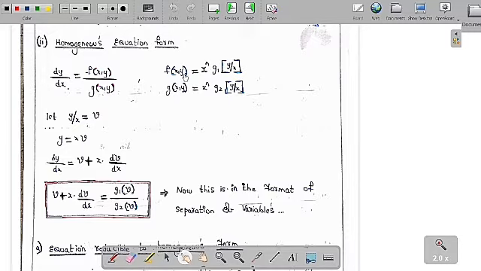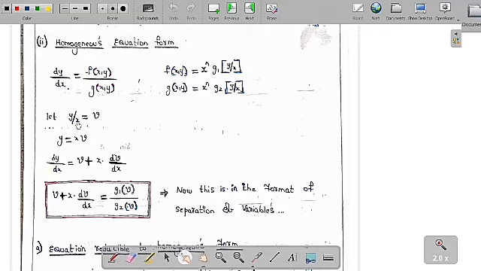Suppose f of x comma y is in the format of x to the power of n into g1 of y by x, whereas g of x comma y is in the format of x to the power of n into g2 of y by x. So x to the power of n is common in both, and we are going to cancel them off. Therefore we can say this is a function of y by x and this is also a function of y by x. So now I am going to assume that y by x is equal to some variable v. Let me assume y by x is equal to v.